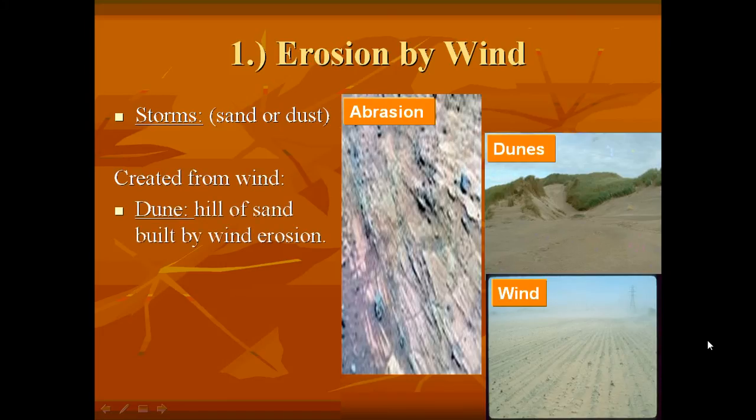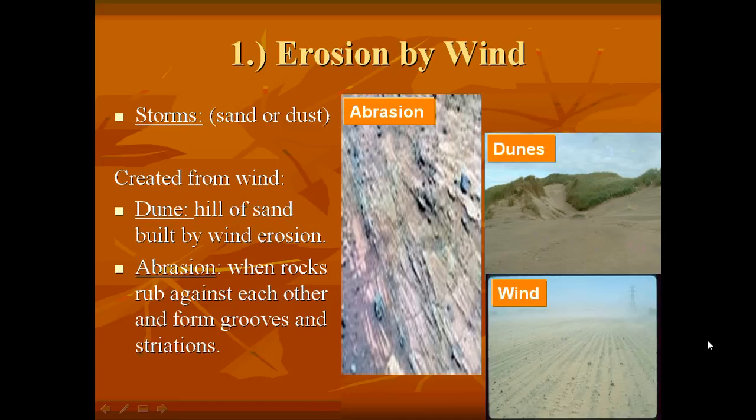What's created from erosion by wind are sand dunes, which are hills of sand built by wind erosion, and abrasion, which we looked at with weathering as well. It's when rocks rub against each other and form grooves and striations. So wind can cause rocks to rub against each other.